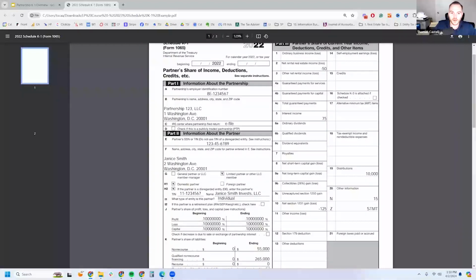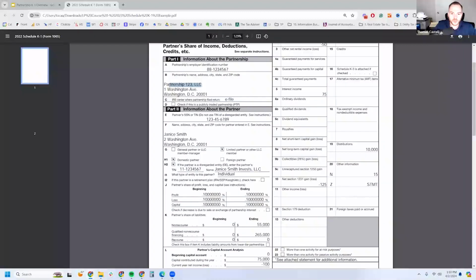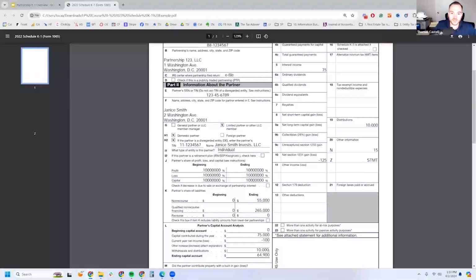So here would be the partnership's EIN. This is obviously a fake EIN. The partnership's address is whatever the address of the sponsor is, wherever they have the syndicate or fund held. Then it'll be your SSN or your EIN if you're investing through an LLC. You'll then have your name and your address.